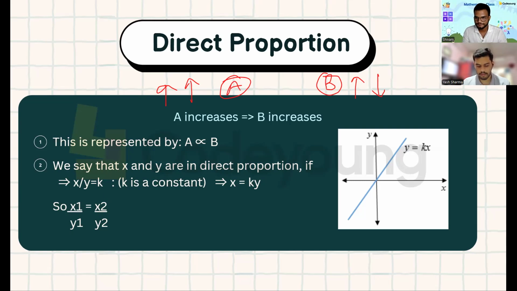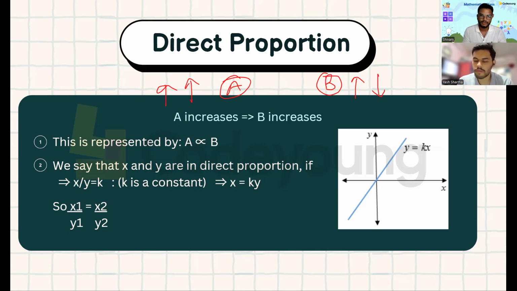Got it? So definitely, proportion is the statement of equality between two quantities. We compare how one quantity is affecting another quantity.